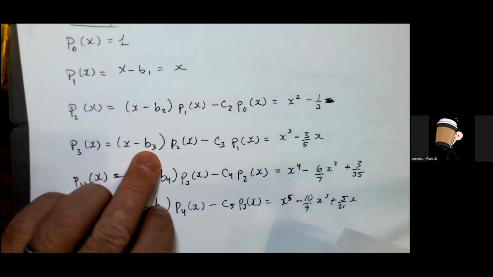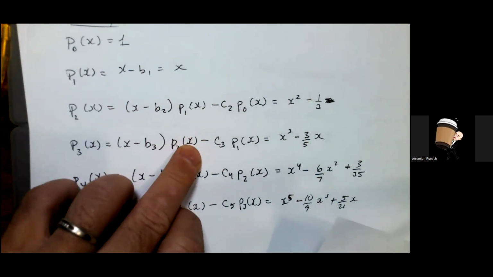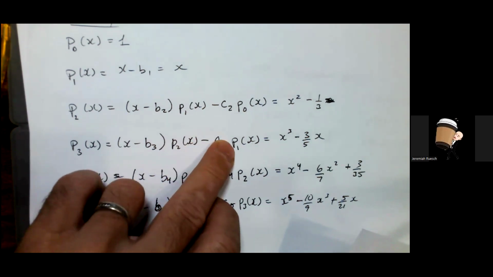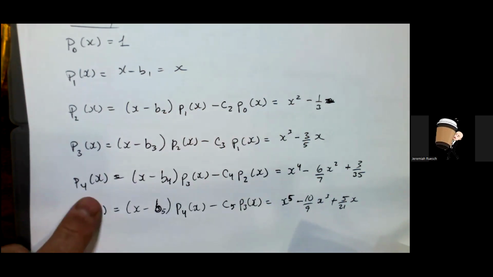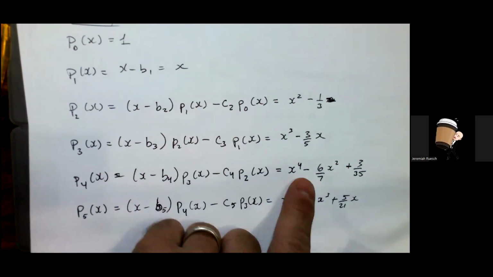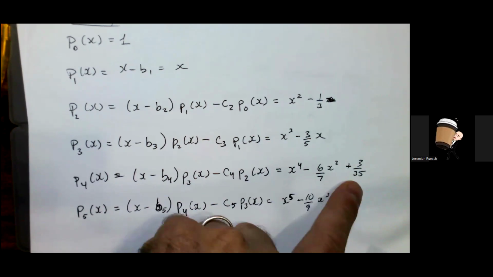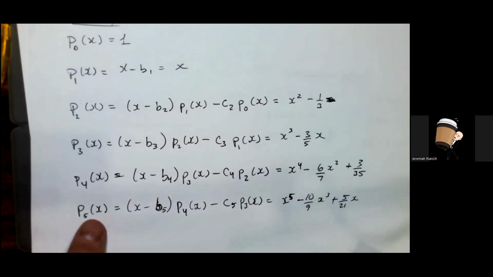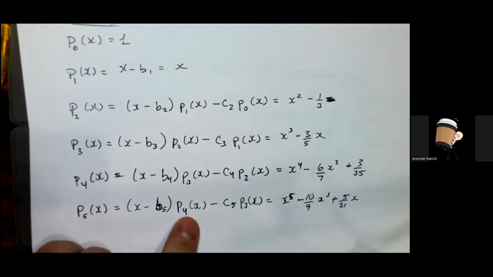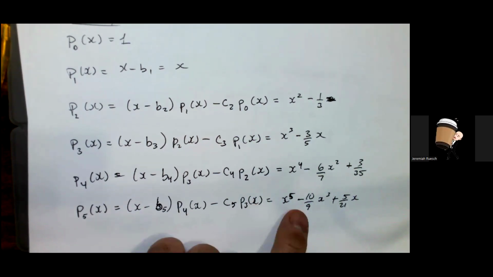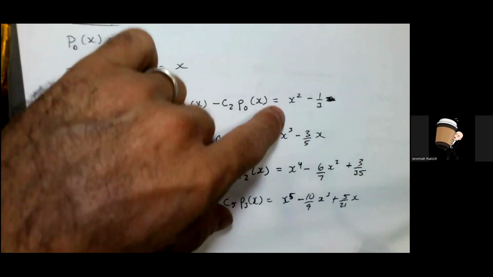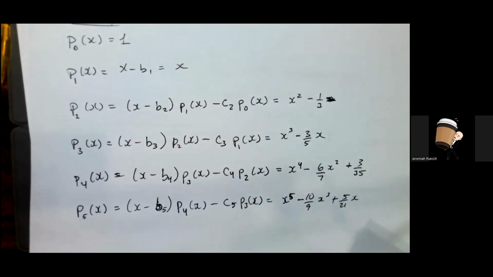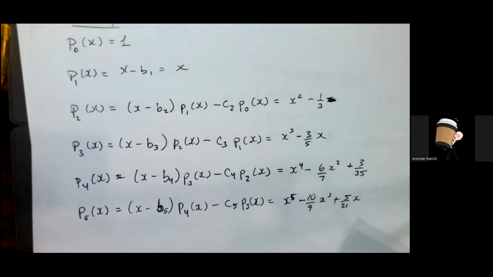p3 is x minus b3 times p2(x) minus c3 p1(x), which is equal to x cubed minus 3/5 x. p4 is this form, and it came out to be this fourth order. And then p5 here is x minus b5 times p4 minus c5 times p3, and that reduces to this value. And so these are the first five Legendre polynomials that are orthogonal with respect to this weighting function over the interval from -1 to 1.